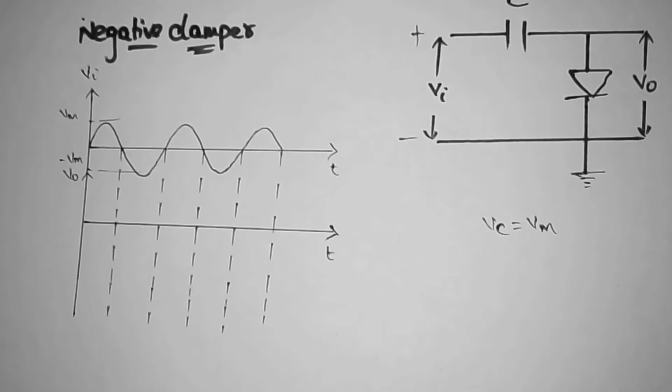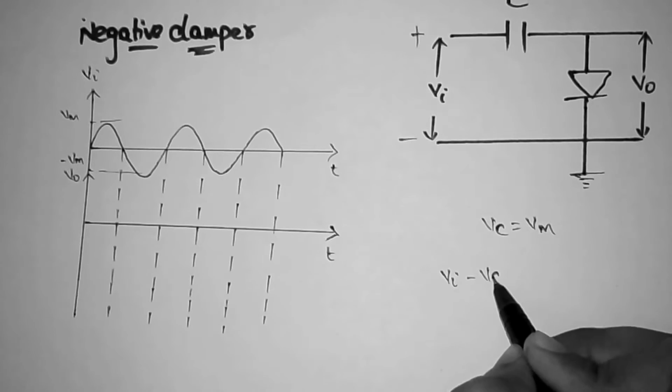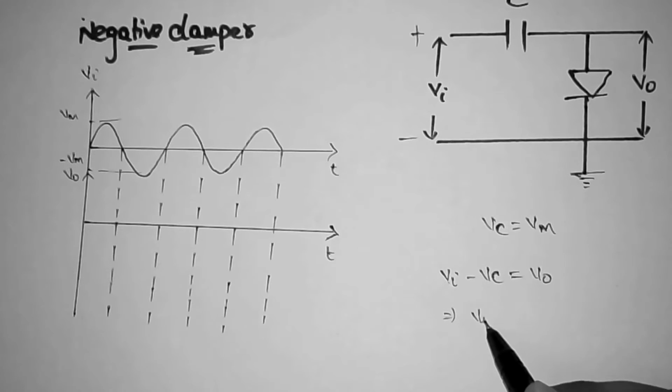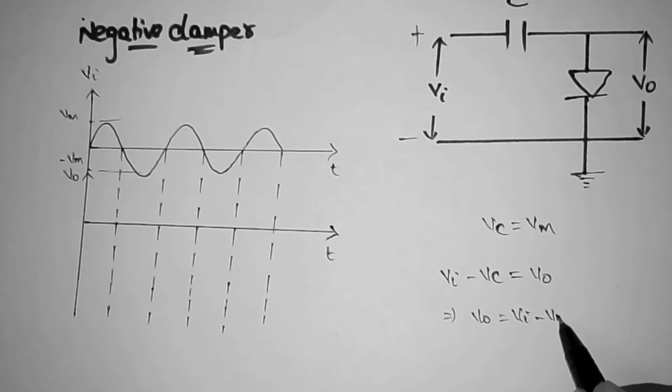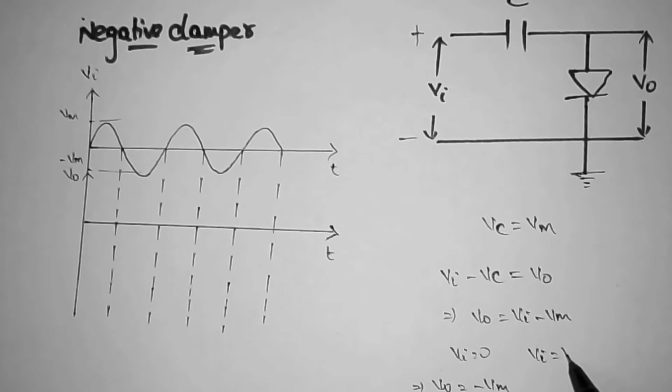When we apply KVL to the circuit, Vi minus Vc equals V0. That implies V0 equals Vi minus Vm. So when the input voltage Vi equals 0, then V0 will be minus Vm, and when the input is plus Vm, then V0 will be 0, and when the input is minus Vm, V0 will be minus 2Vm.